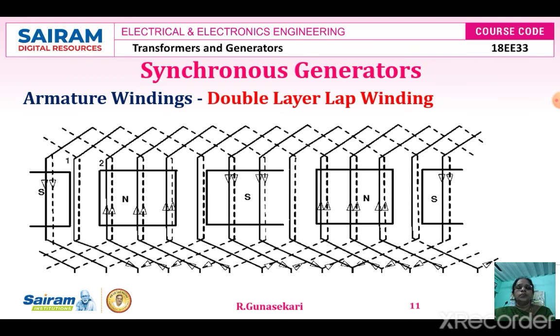The next, double layer winding. You see each has a solid line and a dotted line. Per slot, two coil sides are present, that's why this is called a double layer. Lap winding means the coils are connected in series only, that's why this is called the double layer lap winding.